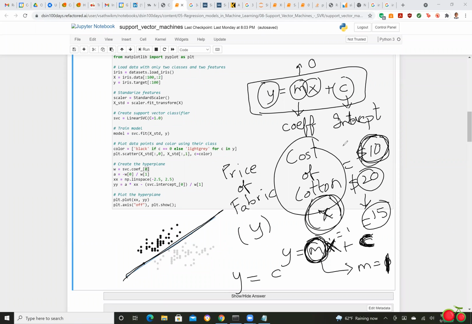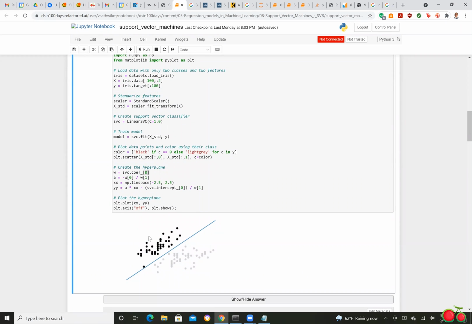115. Why? 15 and 10. Oh, sum, not product. Sorry. Yeah, I take that back. 35. So here's the final plot that we have: this line dividing these two data points.